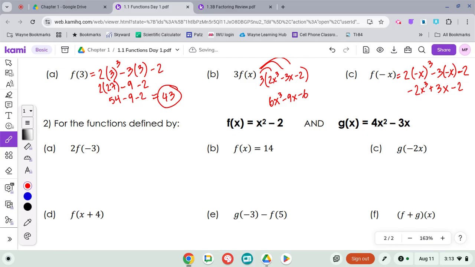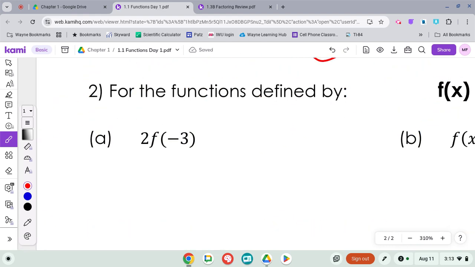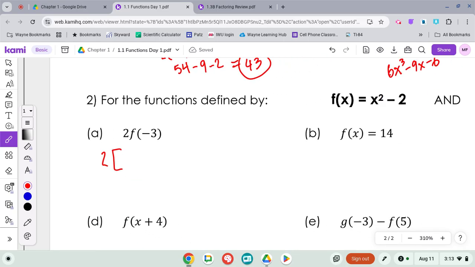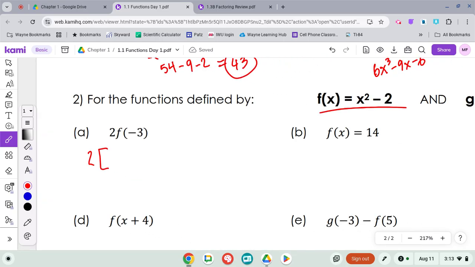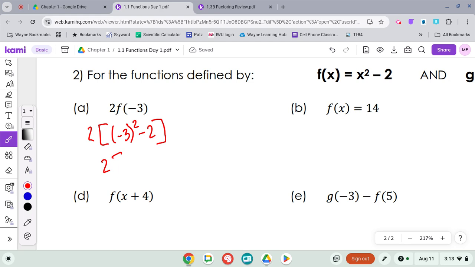All right, at the bottom, we've got 6 more problems we're going to look at here. We've got our 2 functions. f of x is x squared minus 2. g of x is 4x squared minus 3x. So this first one, 2 times f of negative 3. Now we have to remember our order of operations here. We're going to deal with f of negative 3 first, and whatever we get, then we're going to times it by 2. So 2 times f of negative 3, remember we're using this value of f of x. So it is what? Negative 3 squared minus 2. So negative 3 squared, that gives us 9 minus 2.